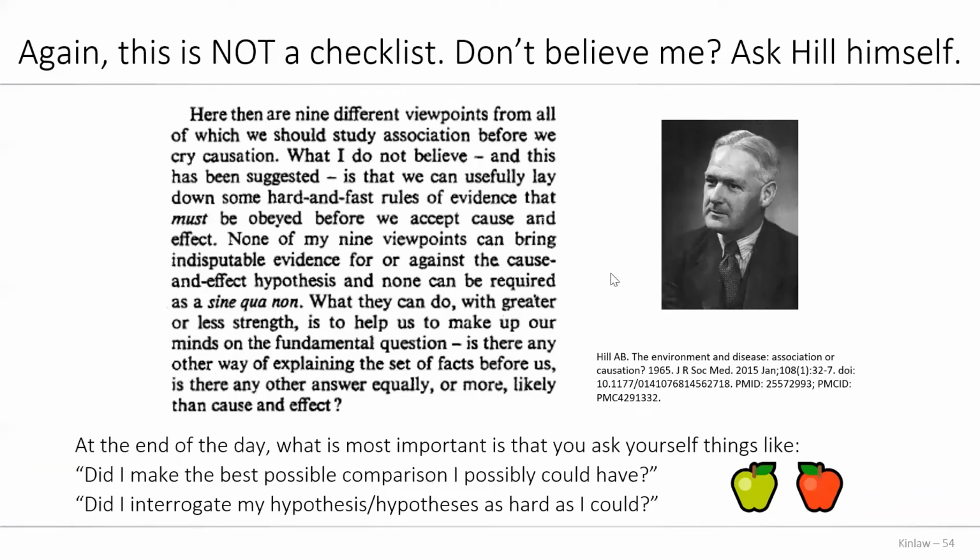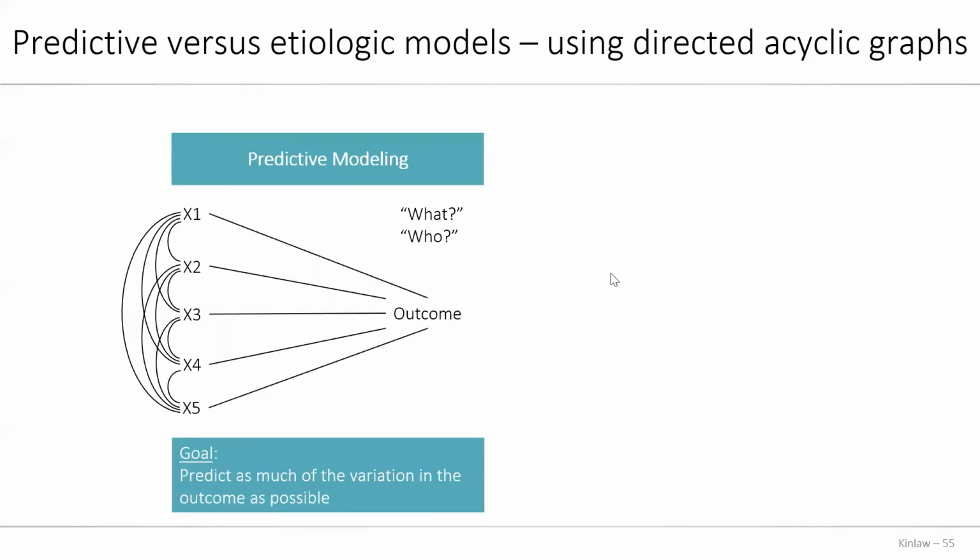Just to reiterate, Hill's criteria are not a checklist. In his presentation to the Royal Society, Hill himself said that these should not be used as a checklist, but they can help us think. It's more important to think critically about apples-to-apples comparisons and alternative explanations before jumping to causal conclusions.